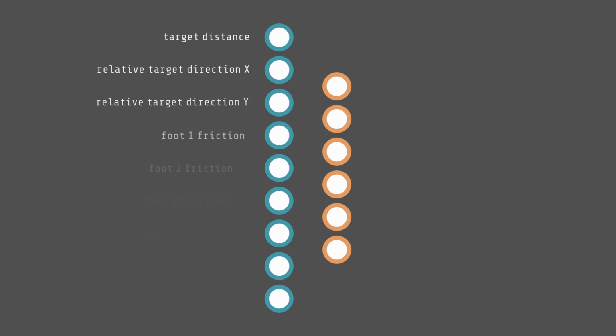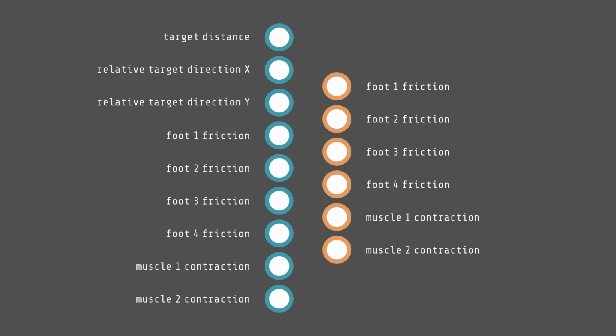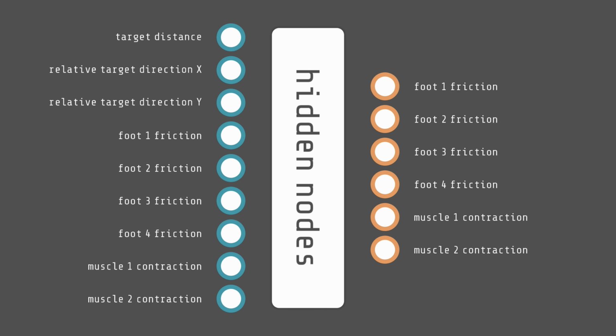Under the hood, each creature has a neural network in charge of controlling the muscles and the feet friction. Here are the inputs and outputs of the network. I didn't represent the hidden nodes as they will be generated as the training progresses. Everything is ready. All that's left to do is to train them.